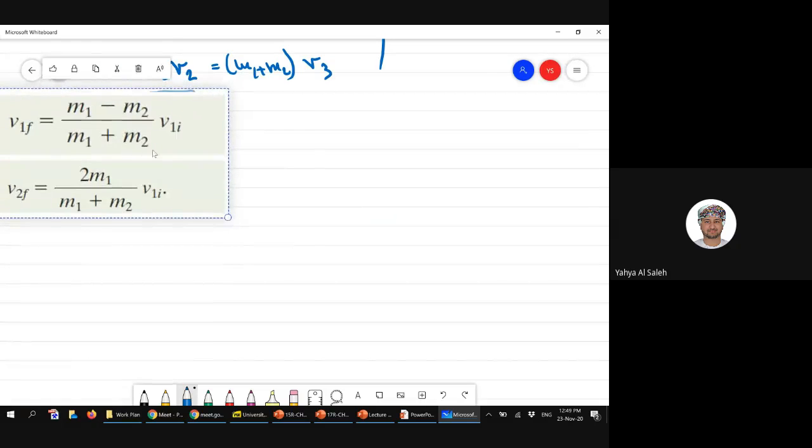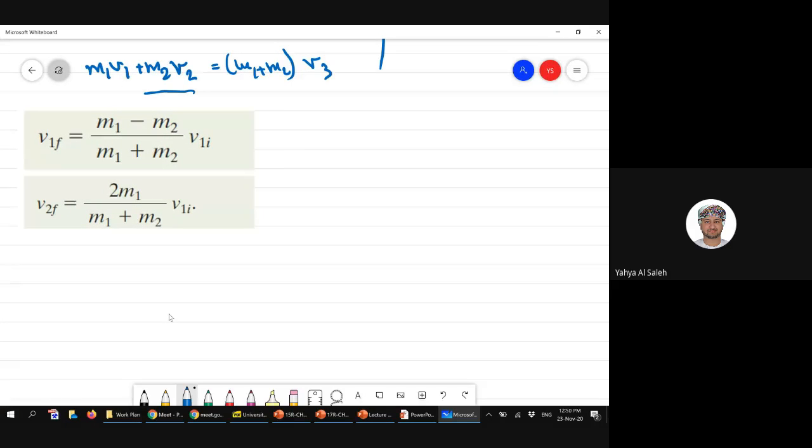Let's do it. M2 is way bigger than M1. M1 minus M2 is going to be almost just minus M2. M1 plus M2 is going to be almost just M2, right? Times V1I. So this is just simply minus V1I. So V1 final is minus V1I. What does that mean? It means it's the same number, but in the opposite direction, which is what 3 of you already said. It will move back.